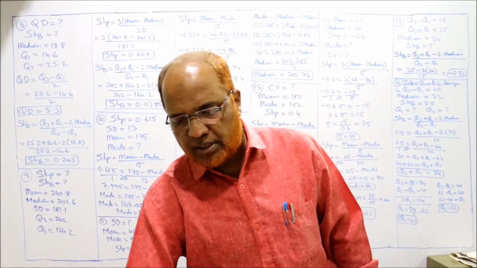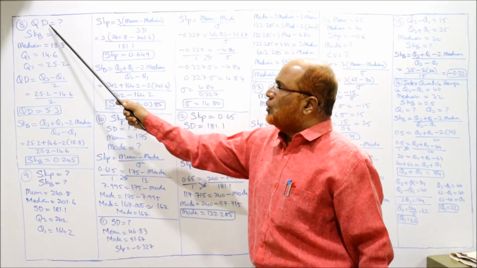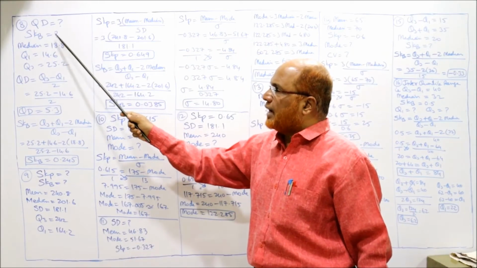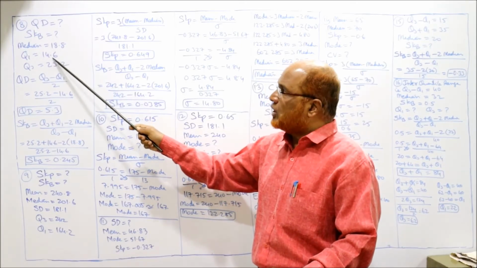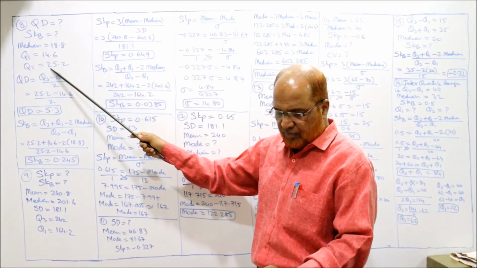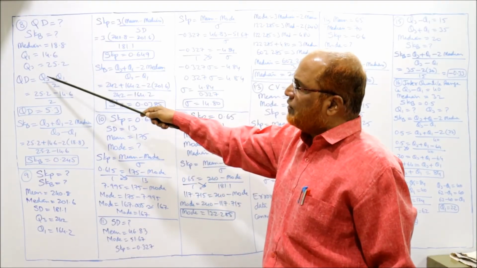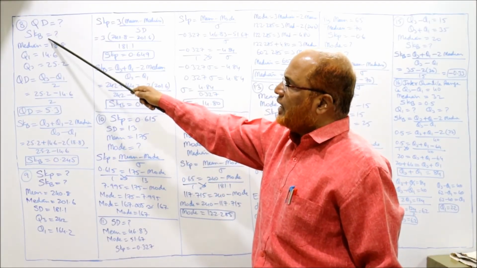So we have to calculate QD as well as coefficient of skewness from the following values. Median is 18.8. You can see QD we have to find out. SKB we have to calculate. Median is given 18.8 and Q1 is 14.6 and Q3 is 25.2. This is the information given. And we have to calculate QD and SKB.